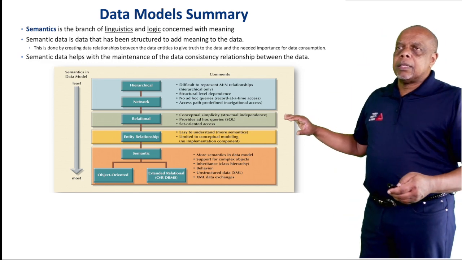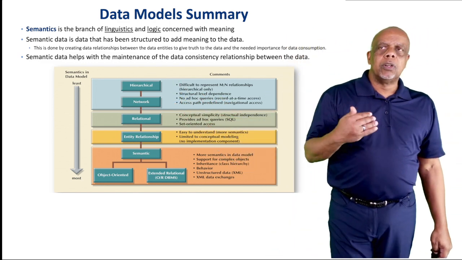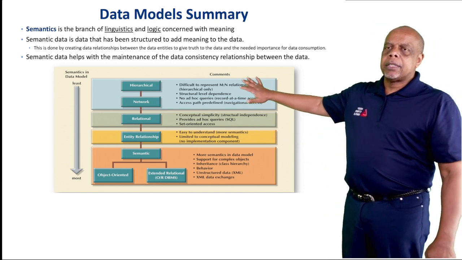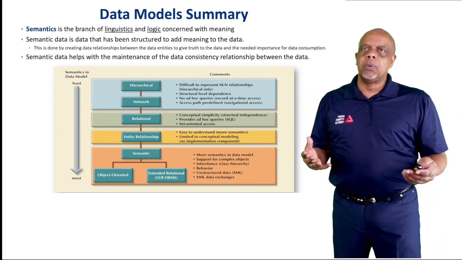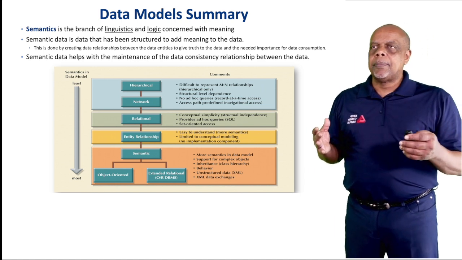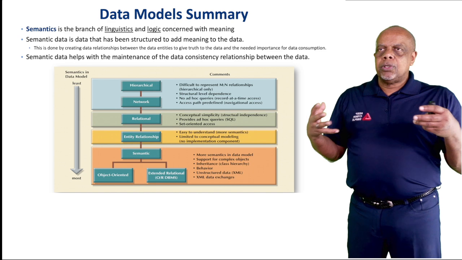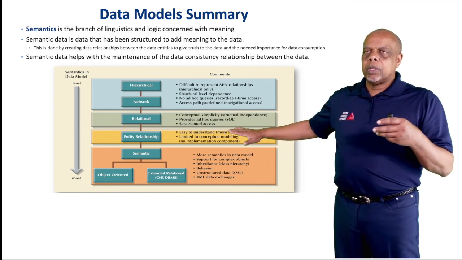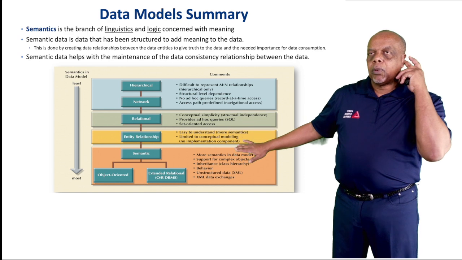Semantics in data modeling have increased over the years. Early on, when we had just hierarchical or network type databases where there were really no ad hoc queries, you could just look at records one at a time, there was very little semantics. There was very little meaning that you could grasp and pull from that. And as we went through relational databases and entity relationships, we've added more semantics.